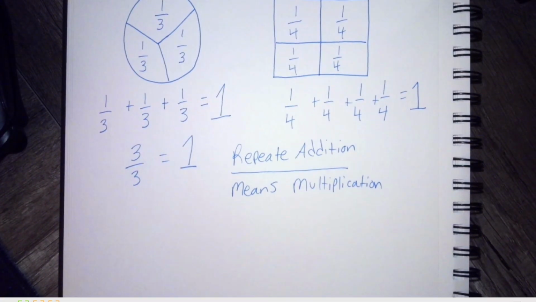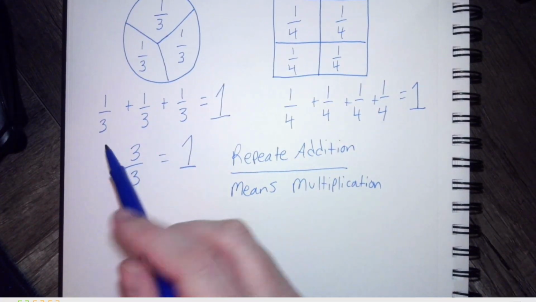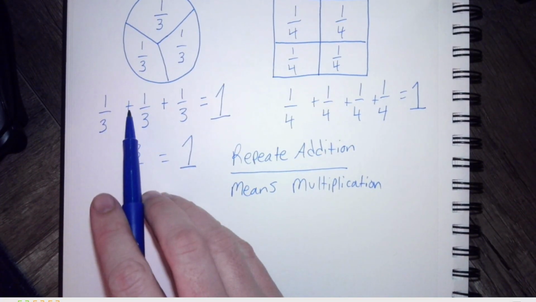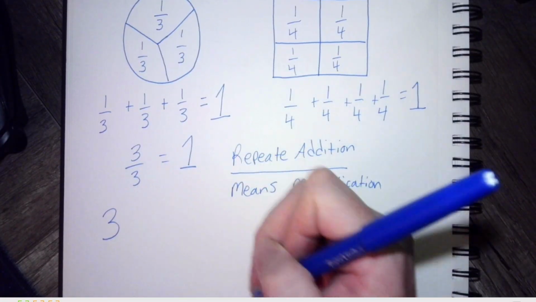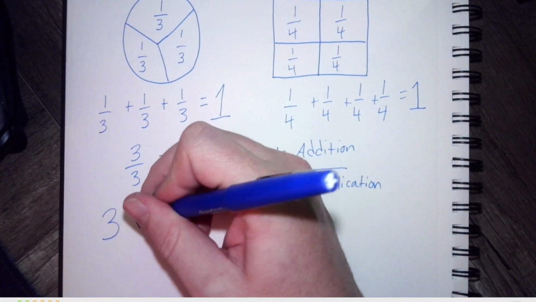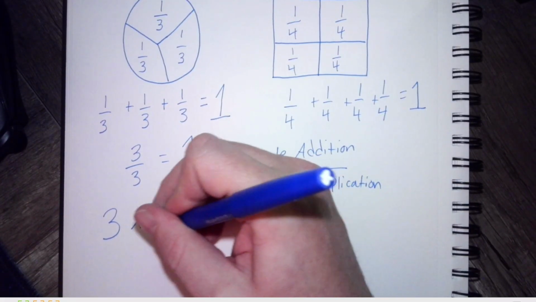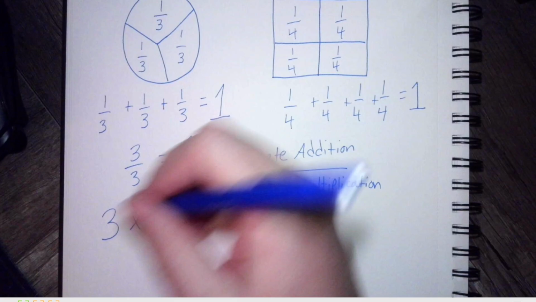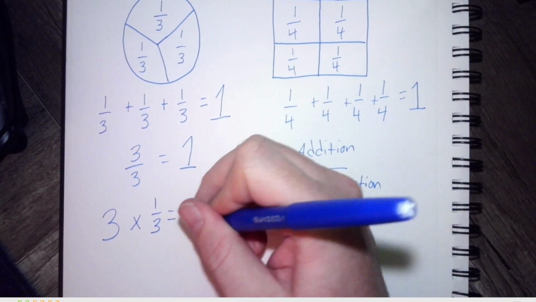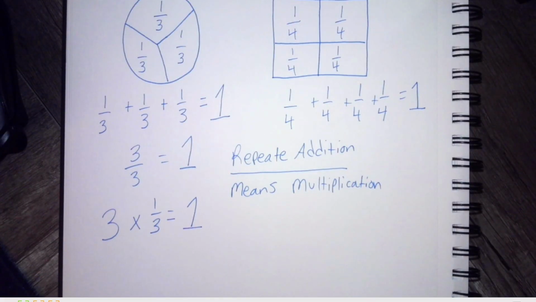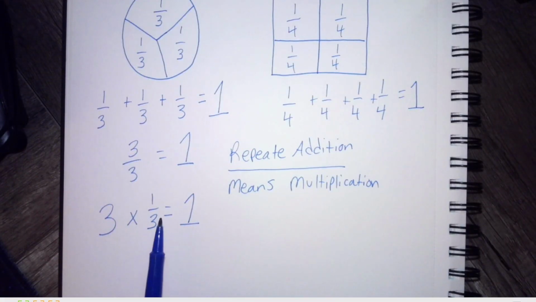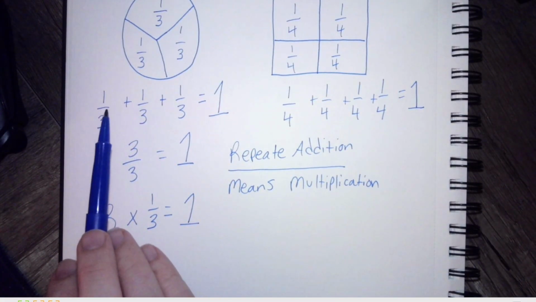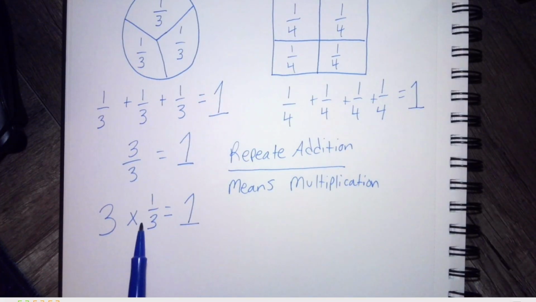So we could even take this a step further. We could say this is 1/3 plus 1/3 plus 1/3, or we could say we have three groups of 1/3. In other words, we have 3 times 1/3, and that would equal 1. Again, I want you to think of this not just as 3 times 1/3, but as three groups of 1/3. Up here we had three groups of 1/3. This is the same thing.